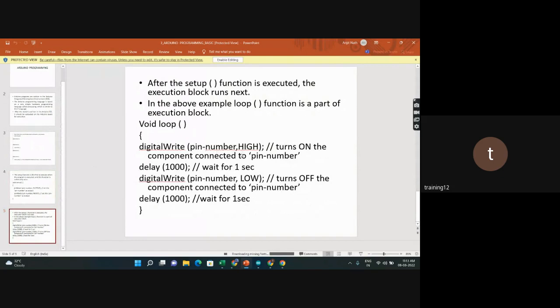This is an LED blink program. So HIGH and LOW: this pin is set HIGH, then this pin is set LOW to turn off the component, so we turn off the LED. Then I have used some delay here. The delay is 1 second, which is 1000 milliseconds. So everything is clear in Arduino programming basics.